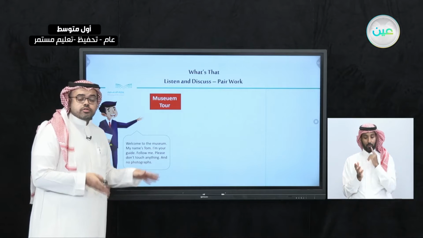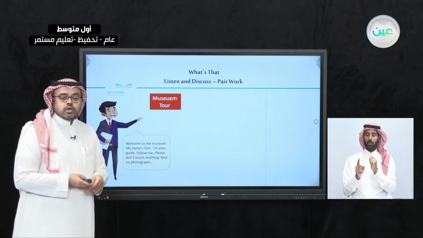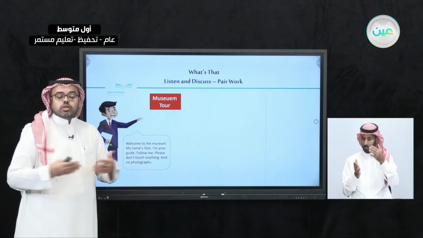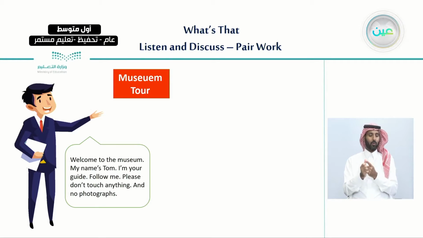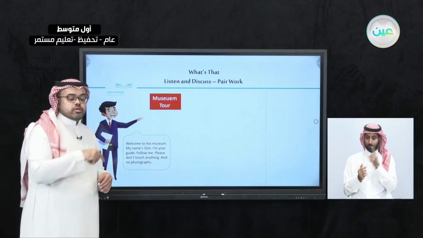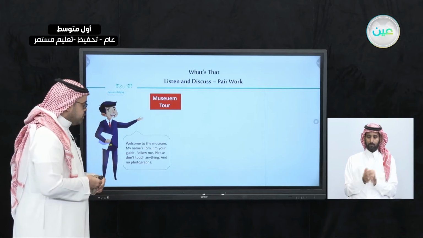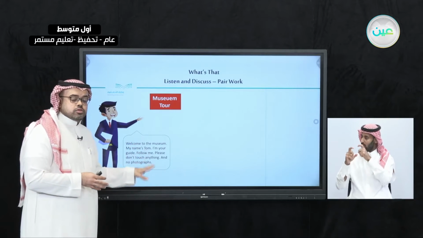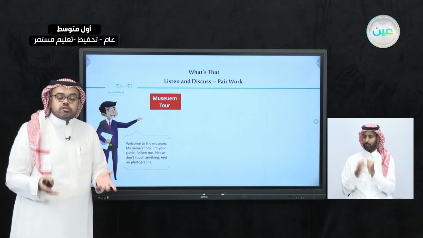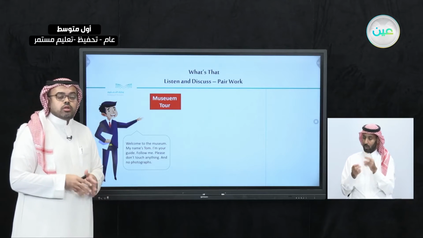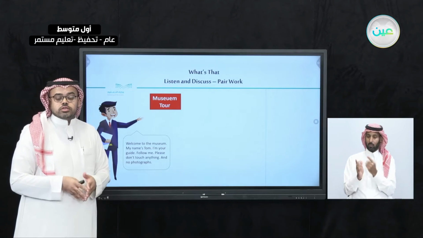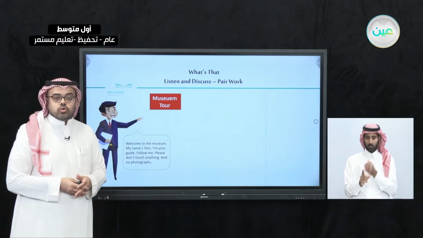So these are the instructions that were given by the tour guide. He first greeted us, he welcomed us, and then he gave us some instructions. For example, follow me, this is the first instruction, and also don't touch anything. This is another instruction. When we go around the museum, we should not touch anything. He also asked us not to take any photos, no photographs. So this is what the tour guide does. He will take you around the museum and in the beginning he will give you the instructions for you to follow while you are on your tour.